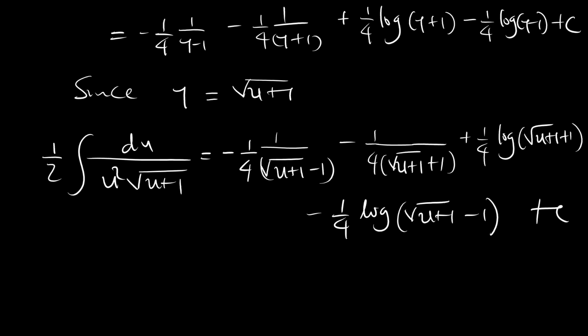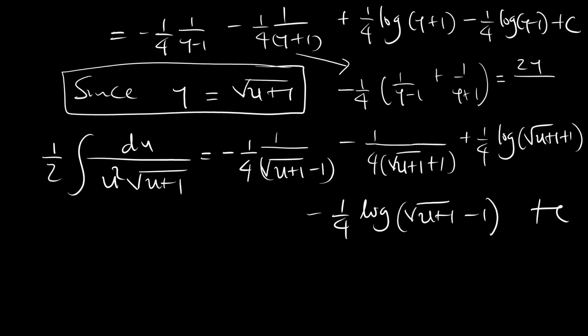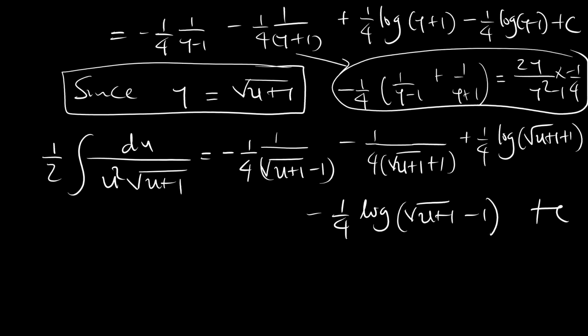I think we could also have done ourselves some justice here by combining this. If we had brought out the quarter and we have y minus 1 plus y plus 1, that would be the same as 2y over y squared minus 1 times negative a quarter. That is something we could have employed.